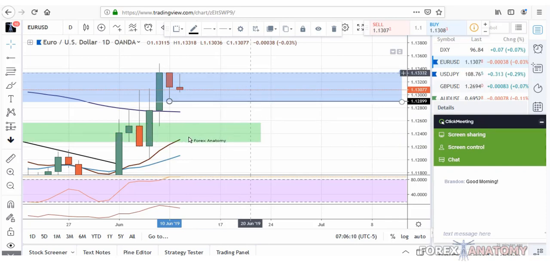So this is how the Euro USD is currently looking right now. We just have to wait and see what the market gives us, but there's a likelihood that we could see price begin to correct right about now.